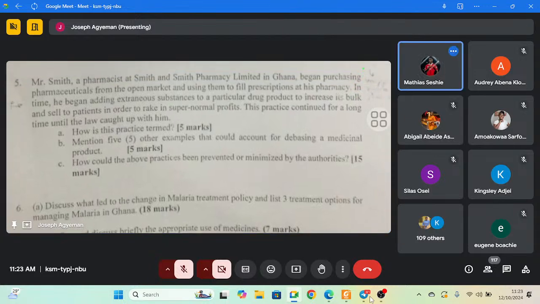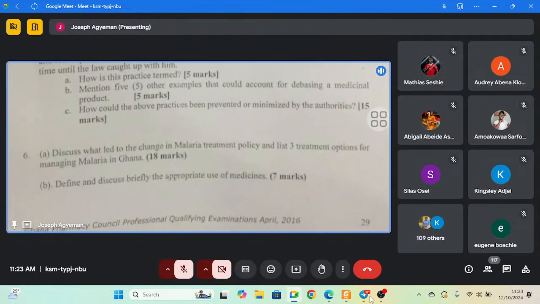Yes, please. All right. So let's look at question 6. The A is trying to ask you to discuss what led to the change in malaria treatment policy. And you have to list 3 options when it comes to the management of malaria in Ghana. So the first aspect is the most important thing. So don't view this as against malaria alone. See it as any policy at all.